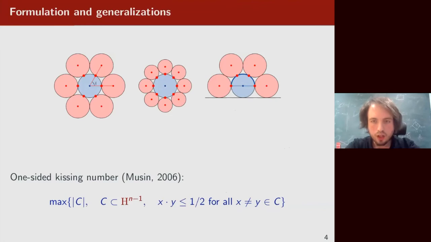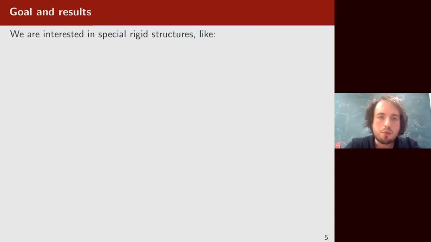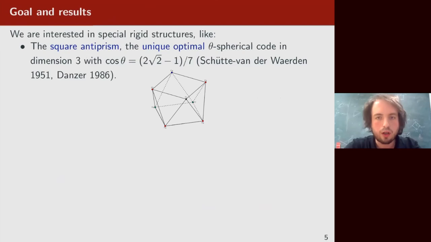You can play with the angle constraints. You can play with the set constraints. And you have all these kinds of problems that look very similar. Okay. And here, more precisely for our project, we are interested in some special configurations. So configurations that were rigid in some sense. So not like the one I showed you in the beginning in dimension 3, because in this one we had a lot of freedom. But here I would be interested more in some special configurations that we expect to be unique.